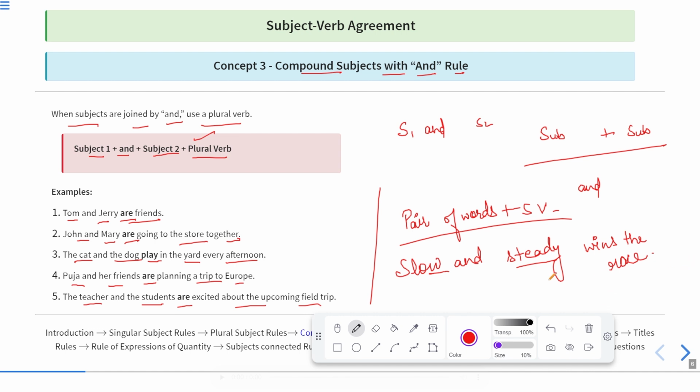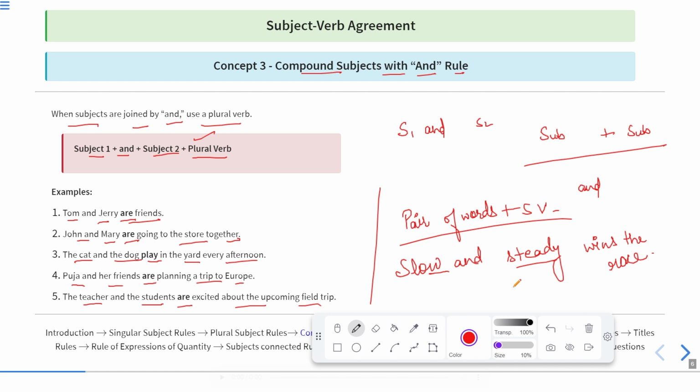And on the other hand, when we talk about the rabbit, it runs very fast, but because of his overconfidence, he went to sleep to take rest. That is why he lost the race. Okay. So when we see compound subjects with the "and" rule, we can have the singular verb as well, but only in the case of a pair of words.